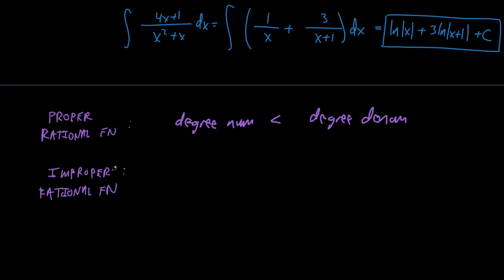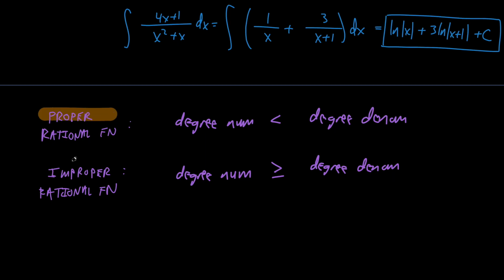Similarly, if it's improper, this would be when the degree of the numerator is greater than or equal to the degree of the denominator, okay? So like I said, this is what we want. We want a proper rational function. And if we're given an improper rational function and we need to therefore make it proper, what we're going to do is we're going to do a polynomial long division.